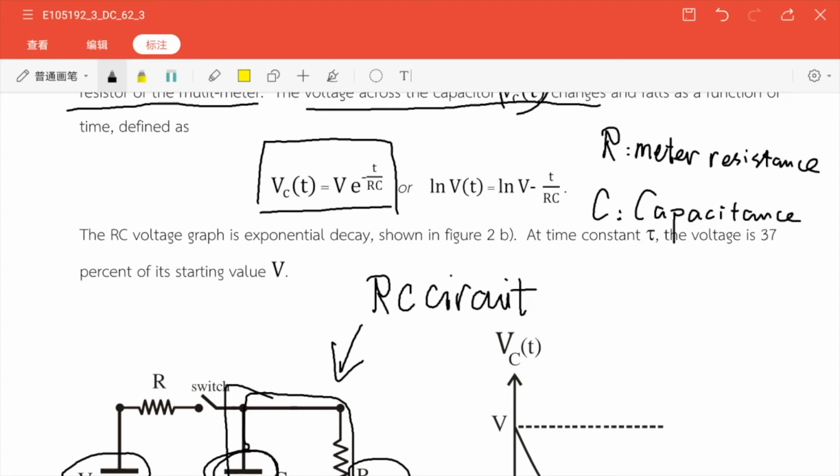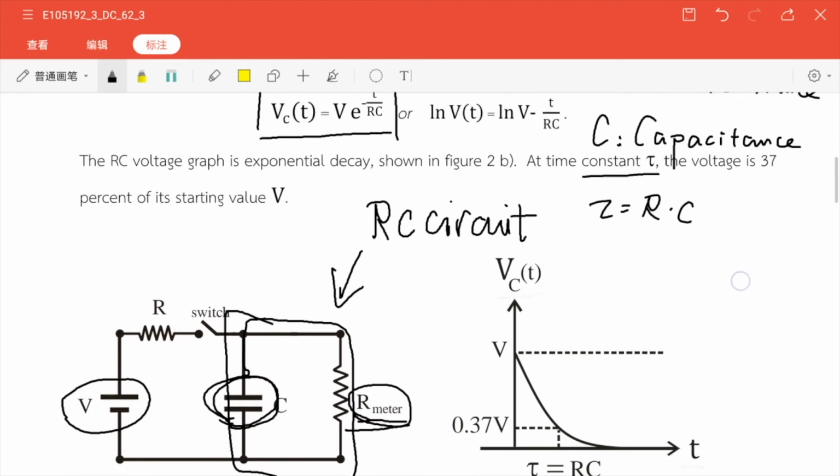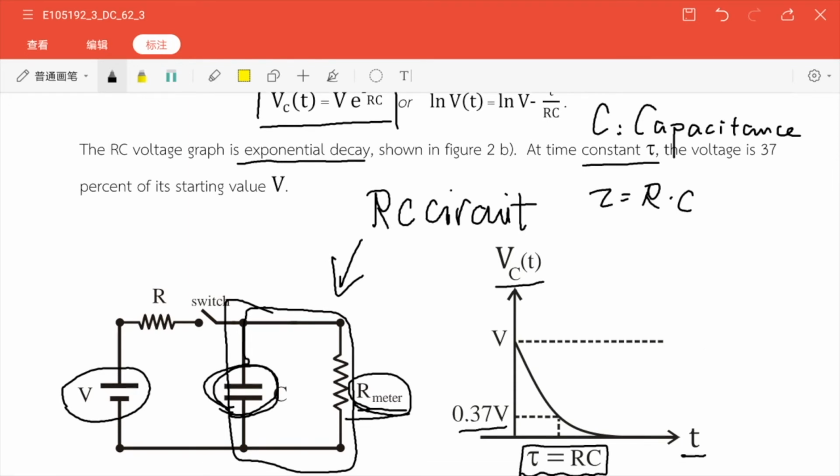Then these two multiplied together give a constant tau. So tau equals R times C. When we plot VC against t, the voltage graph is an exponential decay. At the time tau equals RC, the voltage will be 0.37 V, 37% of the starting value V. That is the theory part.